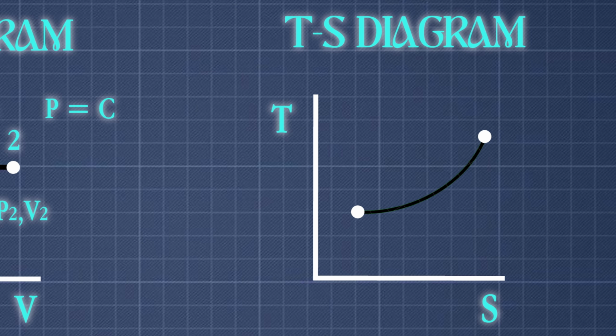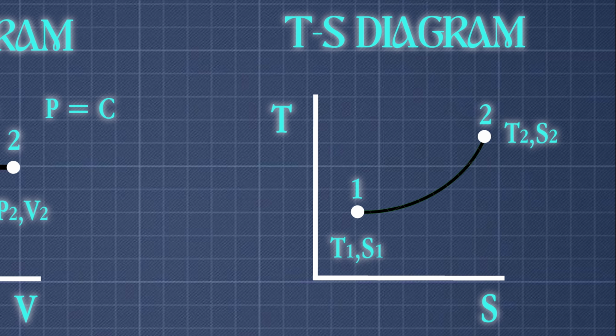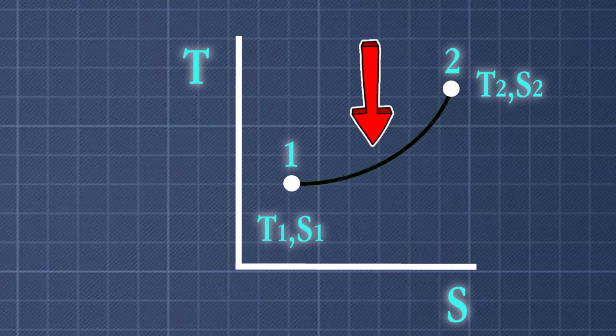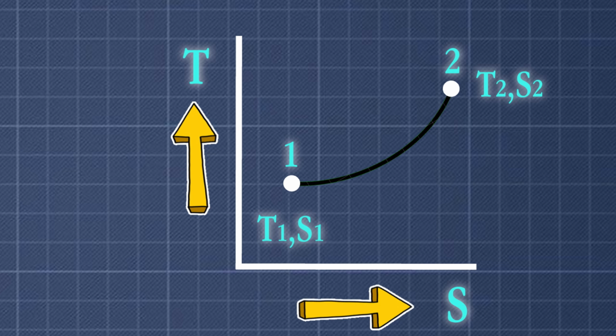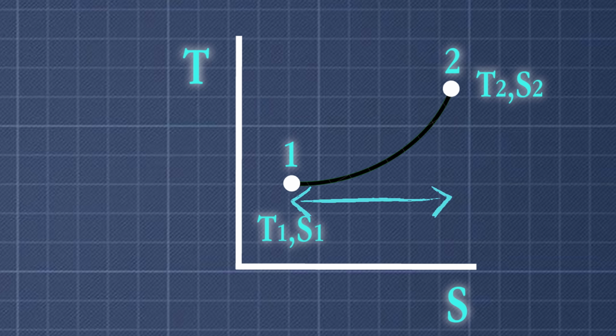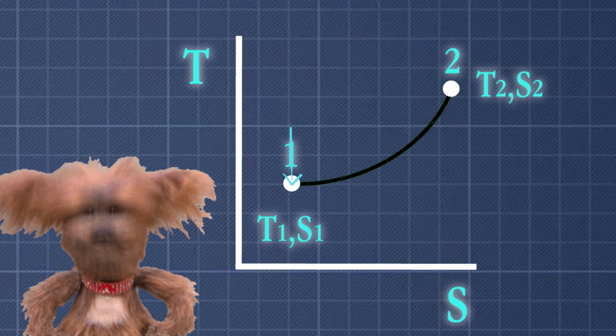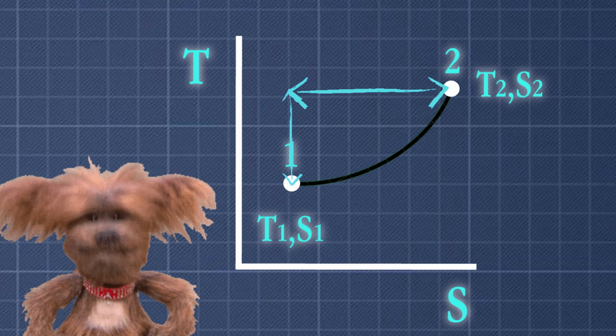For the TS diagram, we have point 1. So nandito yung initial temperature and initial entropy. For the point 2, we have the final temperature and final entropy. Yung graph niya is an upward curve. So it means yung relationship ng temperature and entropy is directly proportional. So ano bang ibig sabihin nun? It means kapag tumaas si entropy, tataas si temperature. Or pag tumaas si temperature, tataas din si entropy.